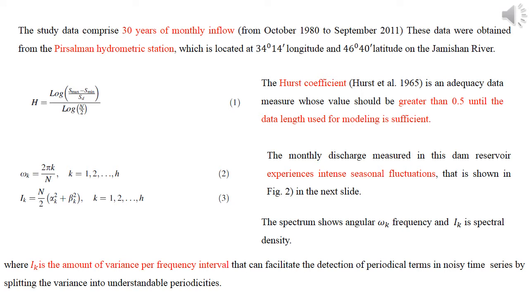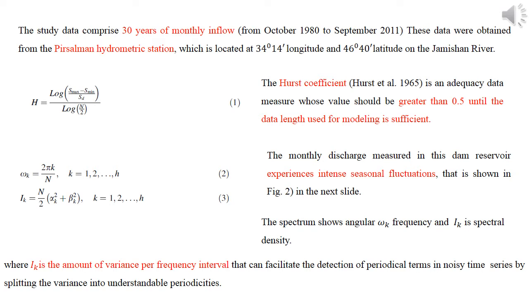Now the data is collected for 30 years, the monthly inflow data from October 1980 to September 2011. The data were obtained from the Pearselman hydrometric station, with the latitude and longitude shown in that slide. The Hurst coefficient can be calculated from equation 1. That value should be greater than the threshold if you are going to use that.